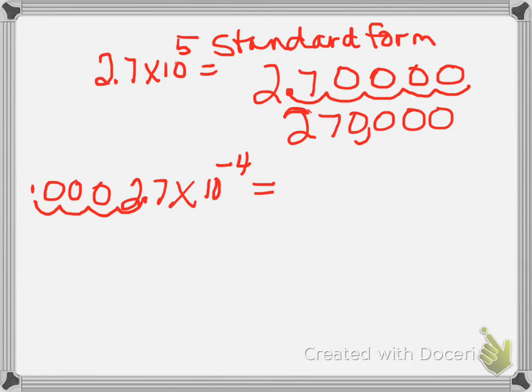So the decimal is 0.00027. Okay, very small decimal. When you have a negative exponent, it moves the decimal to the left, just like negative numbers on a number line. What we added to scientific notation this year was scientific notation with the operations.